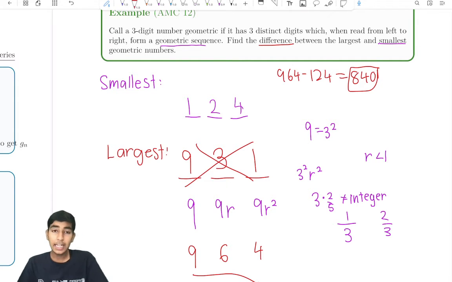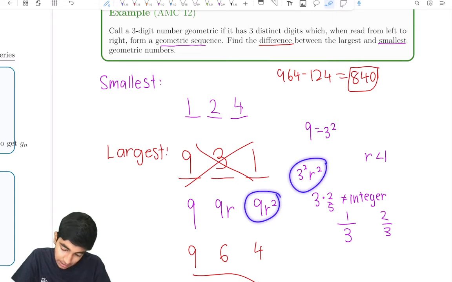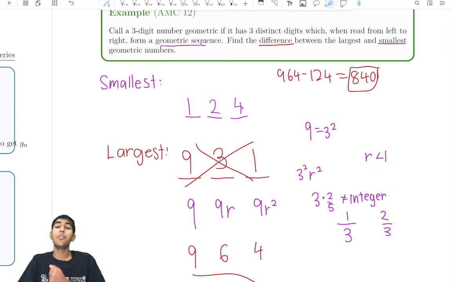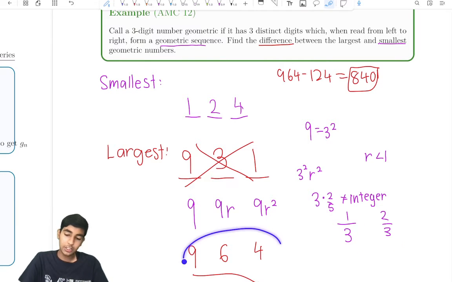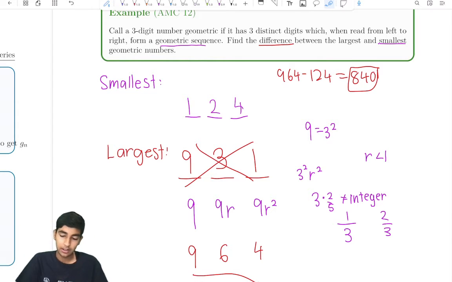So to summarize the key ideas in this problem, basically we look at the smallest and largest separately. Smallest, 1, 2, 4. We found that pretty easily. Largest, 964, by seeing that we must have 9r squared be an integer, because all digits are integer, which means 3r is also an integer, but that means r has to have a denominator of 3 or 1, but you can't have a denominator 1 in a fraction, so the denominator was 3, two possibilities. This one's larger, so 964, and we subtract and get 840.